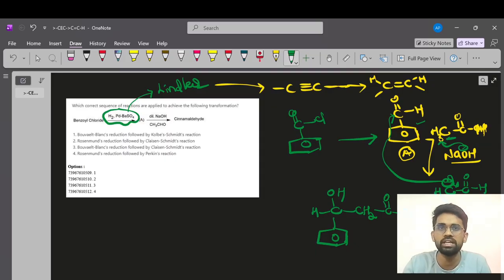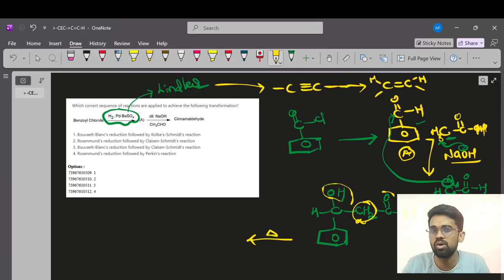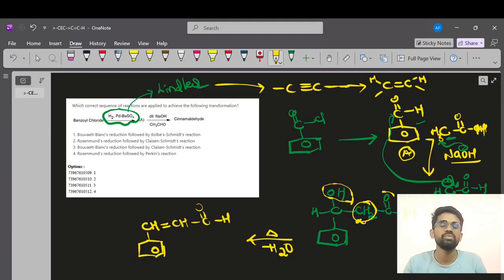CHO. Now upon heating, upon dehydration, what happens? This alpha hydrogen is an acidic hydrogen, and this is an OH group, so it is removed as water. We get an alpha-beta unsaturated product like this. I hope you got some clarity on these reaction steps also. So this is our final product, cinnamaldehyde.